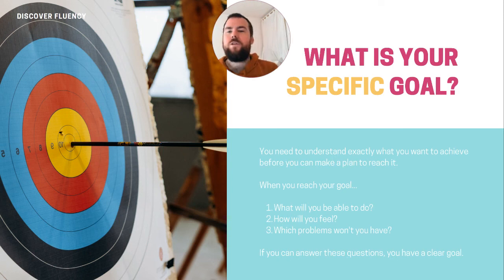So I like to ask myself a couple of these questions because it really helps me to focus on the actual skills, abilities, and knowledge that I'm trying to achieve or trying to reach. So first of all, it's what will I be able to do? So what will you be able to do? When you reach your goal, whether that's your final goal, whether that's the current goal, what is it that you can imagine that you can do in English that you can't do right now?